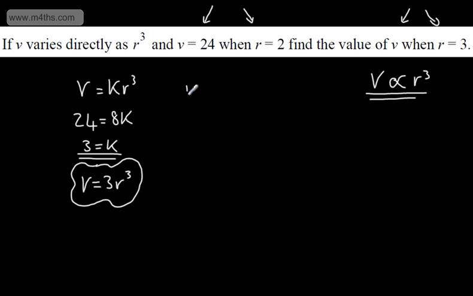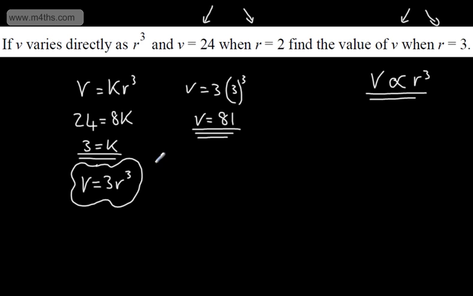So we can say that v will be equal to 3 lots of 3 to the power of 3. That's 27. 27 times 3 is going to give us 81. So that is what we have. We simply substituted that in and we've gone ahead and found it. So nice and straightforward, entirely up to you how you want to set it up, but that would be a nice question to do.